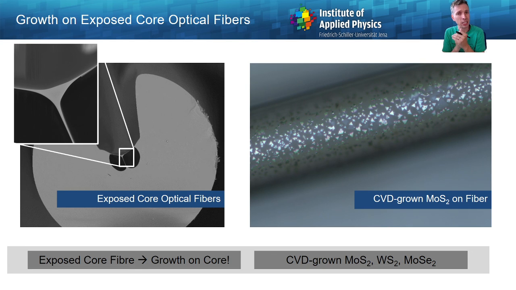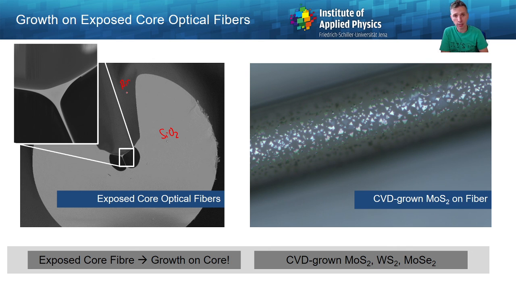So what we did is we used a special kind of optical fiber, a so-called exposed core fiber, and grew these 2D materials with this CVD process directly on the optical fiber. So the fiber is displayed here on the left. What you can see here is a cross section, and the light gray area is silicon dioxide, and the dark gray area is air.